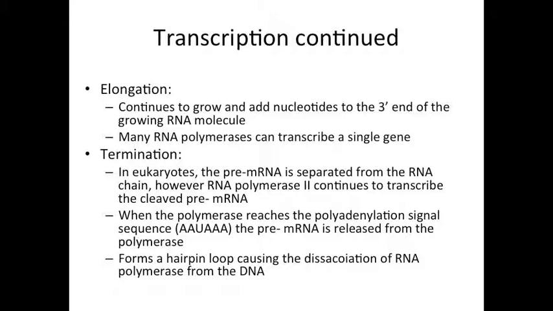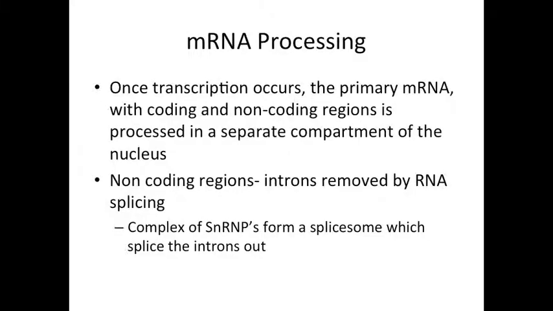Elongation is the second stage of transcription. In this stage, it continues to grow and add nucleotides to the 3' end of the growing RNA molecule. This stage is very efficient because many RNA polymerases can transcribe a single gene. Termination differs between eukaryotes and prokaryotes. In eukaryotes, the pre-mRNA is separated from the RNA chain. However, RNA polymerase II continues to transcribe the cleaved pre-mRNA. When the polymerase reaches the polyadenylation signal sequence, the pre-mRNA is released from the polymerase.